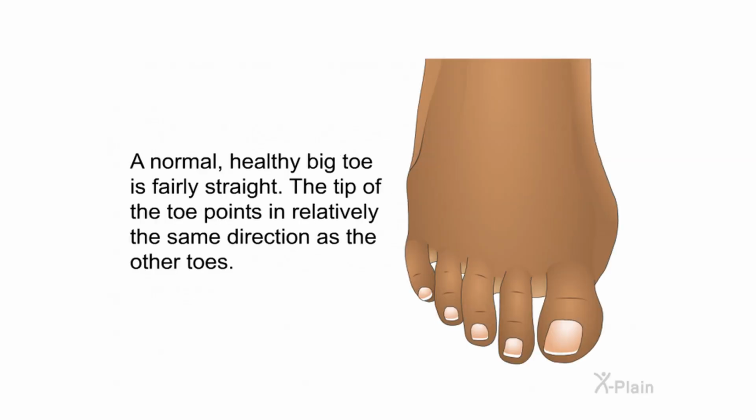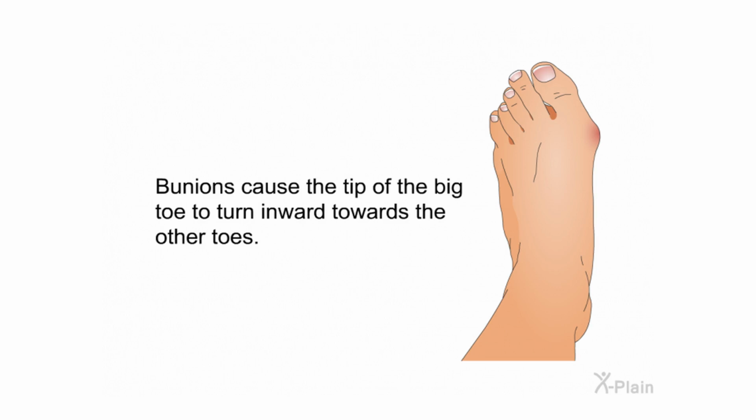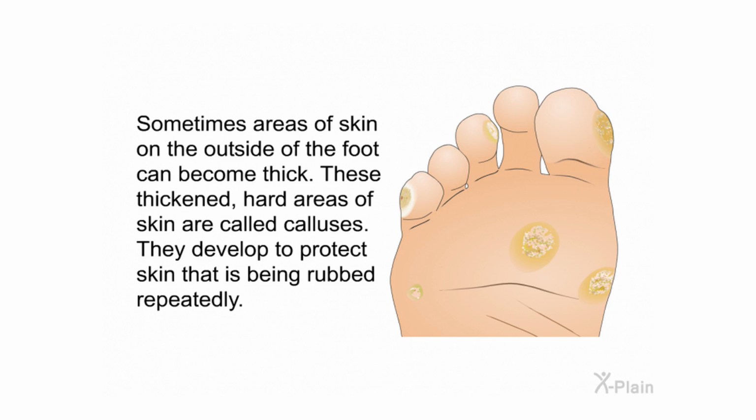A normal, healthy big toe is fairly straight. The tip of the toe points in relatively the same direction as the other toes. Bunions cause the tip of the big toe to turn inward towards the other toes. Sometimes areas of skin on the outside of the foot can become thick. These thickened, hard areas of skin are called calluses. They develop to protect skin that is being rubbed repeatedly.